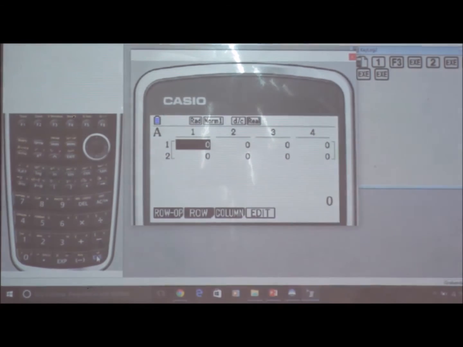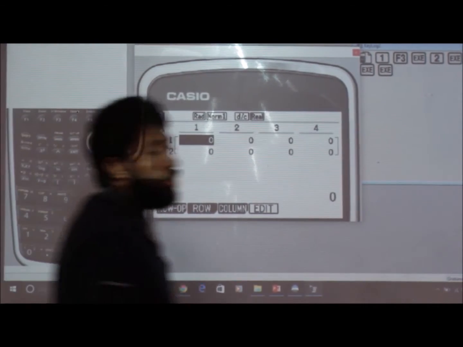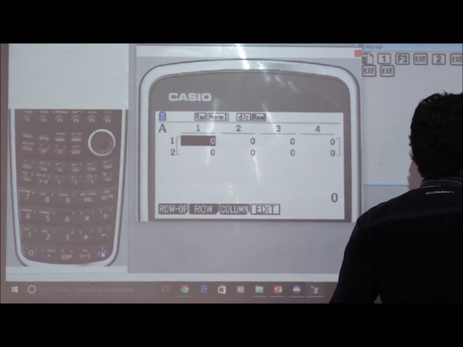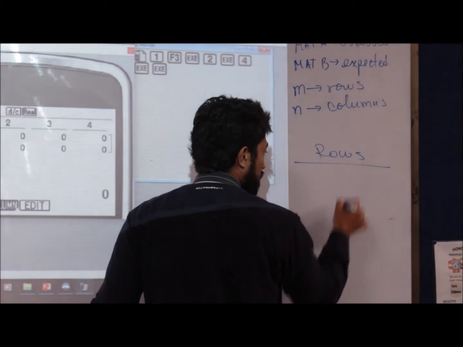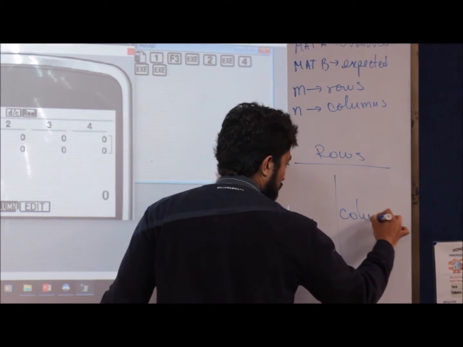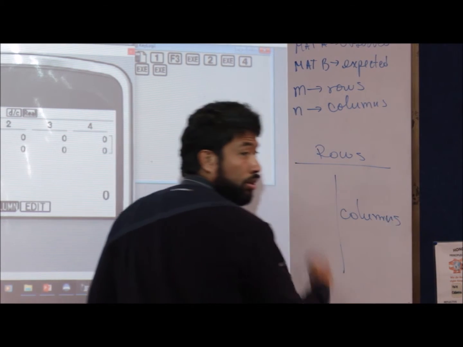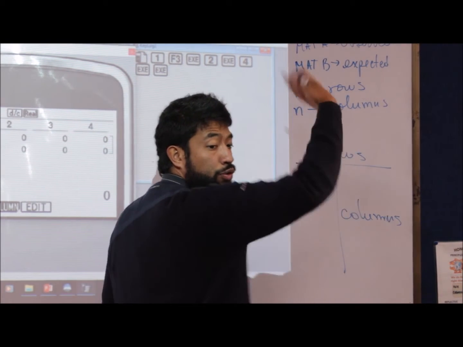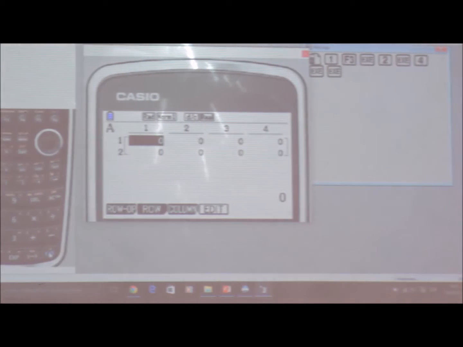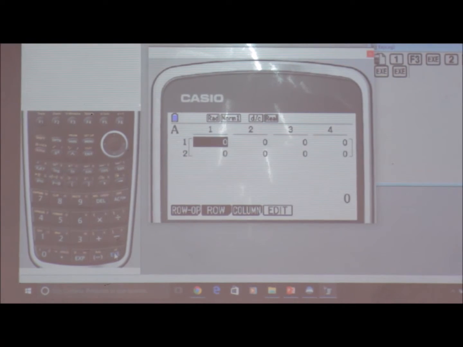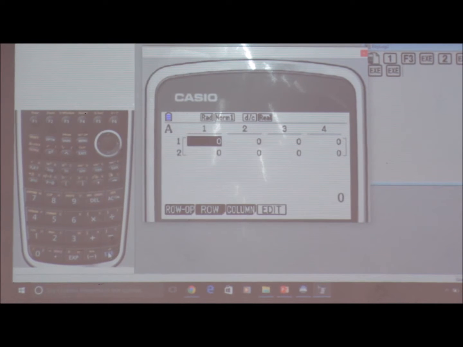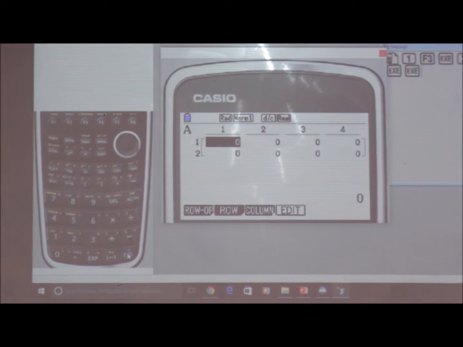And we have it. 2 rows. Remember, rows, columns. Row and column. 2 rows, 4 columns. So the first one will be observed data. What is observed data? The one that you have on book.